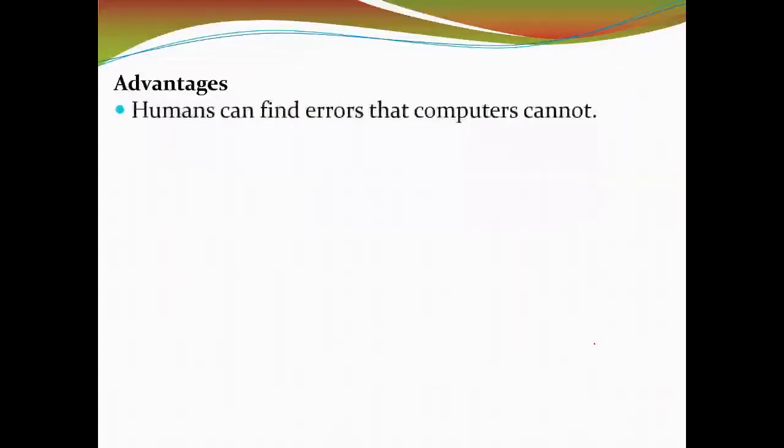Advantages: humans can find errors that computers cannot. Obviously, humans have written the code. It is their own code. They are the best people to find errors like logical errors or some syntax errors. They are the best to find out what is missing in that code, which computers may not find. Sometimes computers cannot find logical errors.